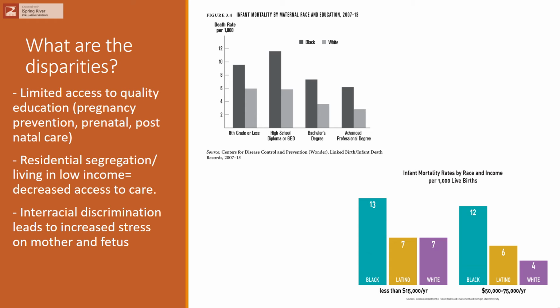Which brings me to my second reason for the disparities in this population. Women with more money tend to have higher education levels. Looking at this chart, we can see that African Americans are nearly 2 times as likely to die, regardless of income level. However, African Americans are more likely to experience residential segregation. Residential segregation decreases occupation opportunities, and thus the mother receives decreased income, which then affects the quality of care she receives. Lastly, African American women are more likely to experience interracial discrimination.